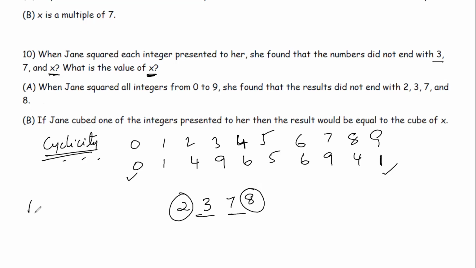So statement A, B, C, D, E. Statement A: when Jane squared all integers from 0 to 9, she found that the results did not end with 2, 3, 7, and 8. We already know this part. If you know the number theory concept of cyclicity, then you already know that 0 to 9 when squared will not end with 2, 3, 7, and 8. So statement A is not really helping you. It's just stating this is the case. We already know.